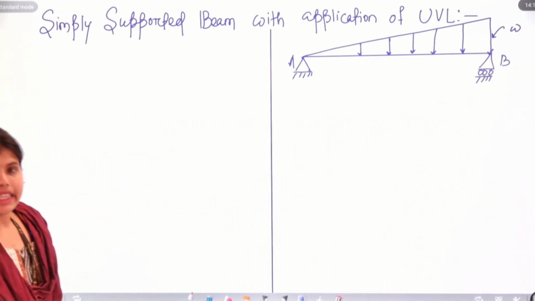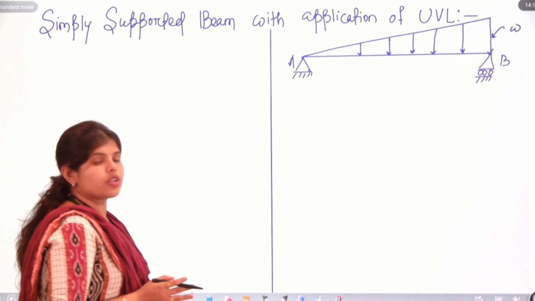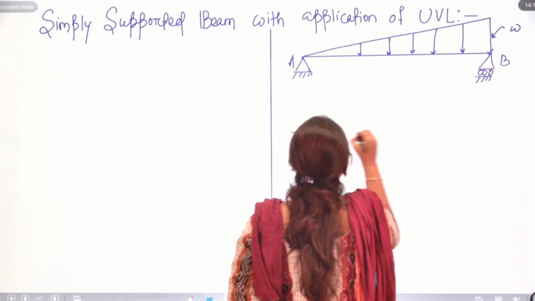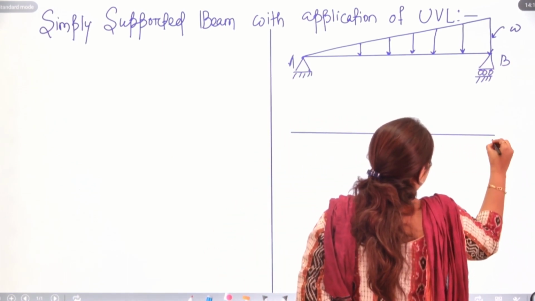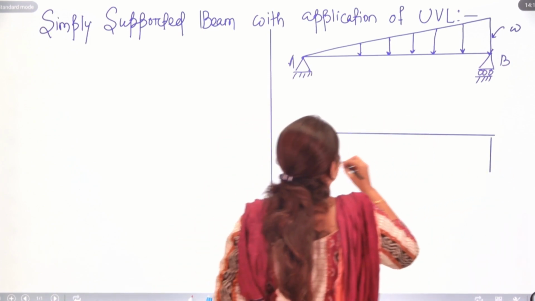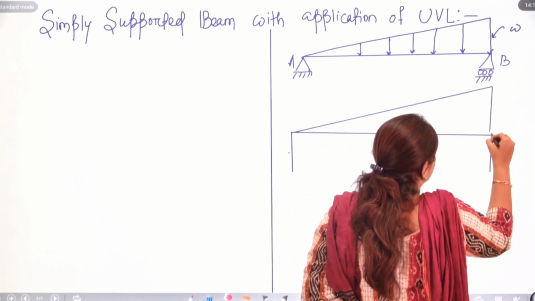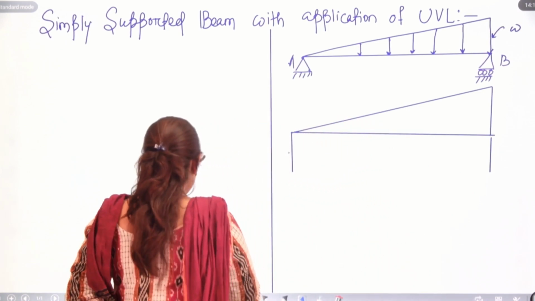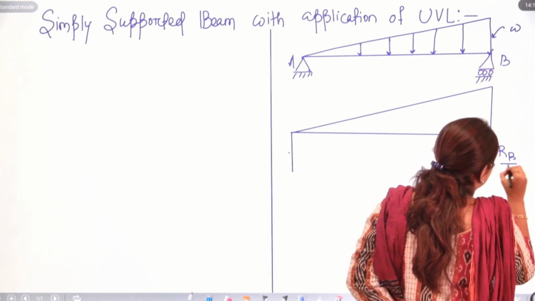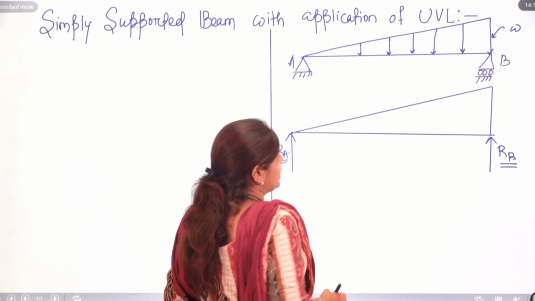While solving any type of beam, first we need to convert the supports into reaction forces. So, let's do that. And here are the reaction forces at point A and at point B. Okay. So, the reaction force at point B as RB and reaction force at point A as RA.